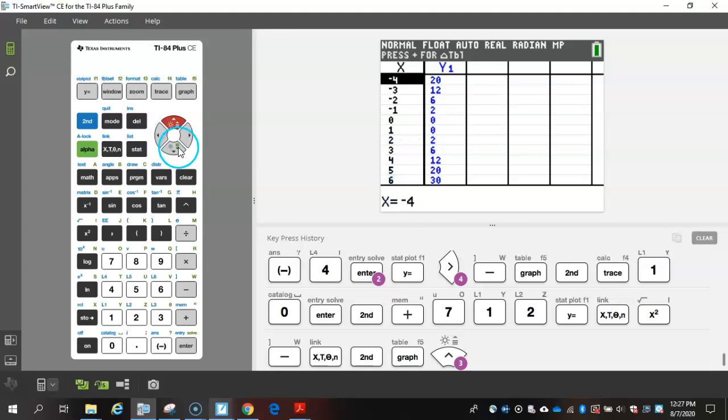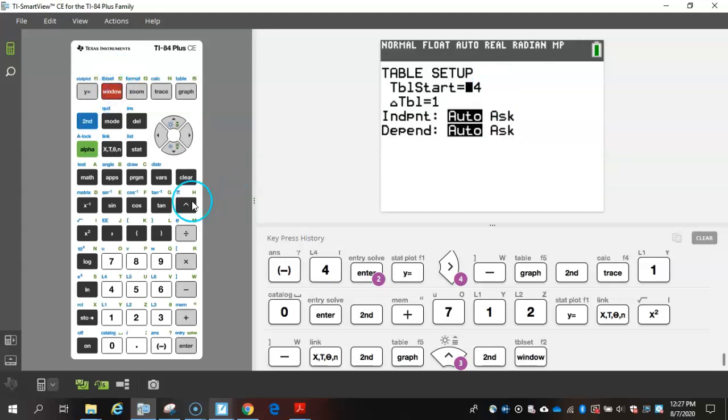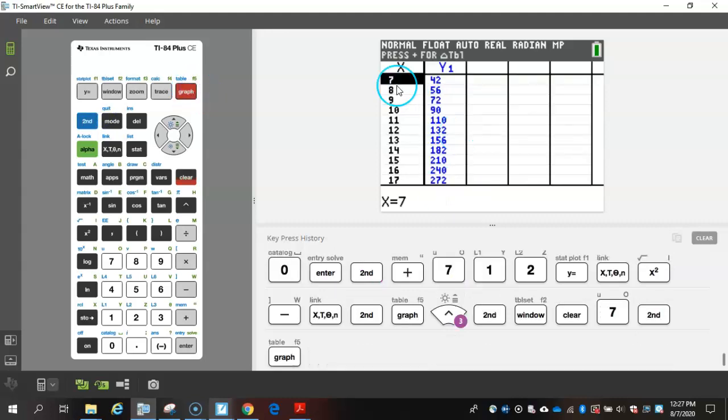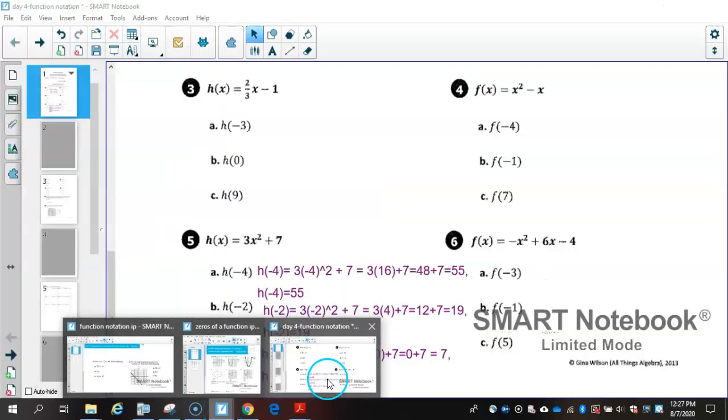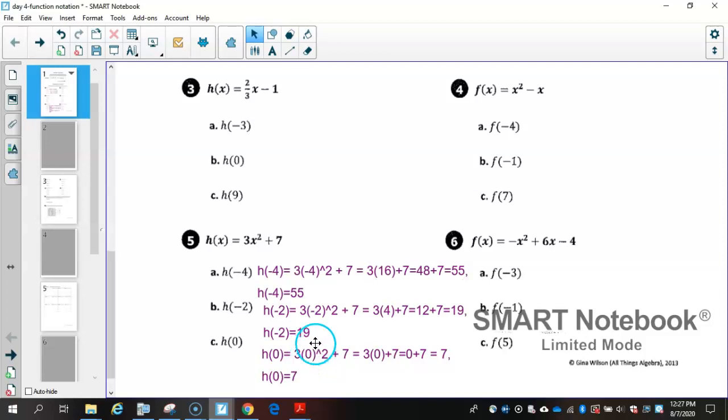So you can either scroll back down or go into your table set, so second window. And I can say I want this to start at 7, so I don't have to scroll all the way down. Go back to my table, and it will put me at 7. So when x is 7, y is 42. Now this is a kind of cheat way to do this. You should be able to evaluate them by hand if asked, but there is this option as well.